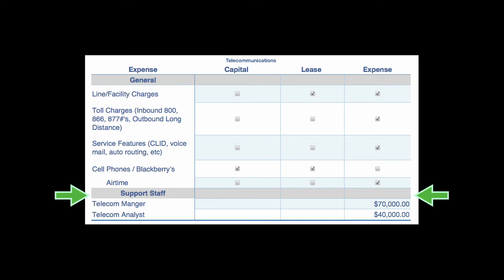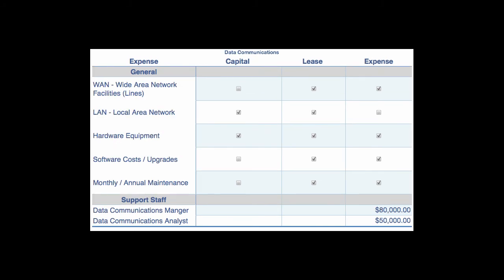So those people have to be considered in the budget as well. Similar area here now in data communications. You've got your wide area network. So again, this is the facilities that allow your contact center to connect to your mainframe computer systems, maybe connect to a virtual private network, certainly some connection into the World Wide Web. So that's going to have a monthly cost to it.